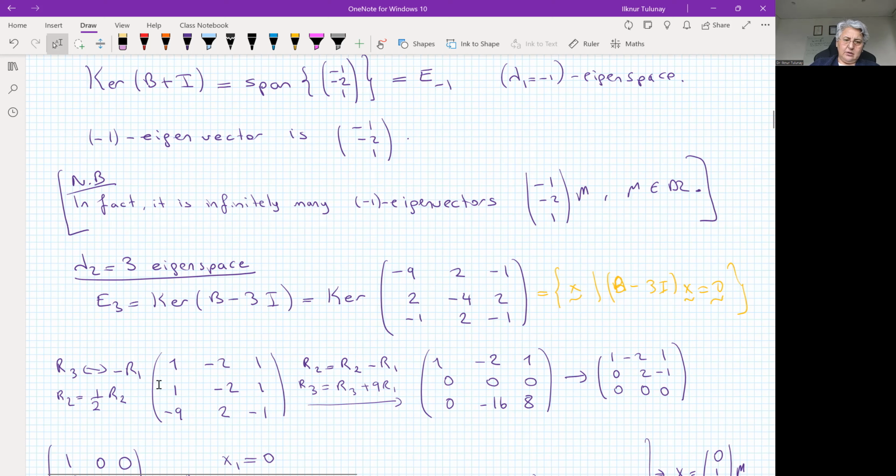And the last row, we will have 0, then 9 times minus 2 is minus 18, plus 2, which is minus 16. And then multiplying by minus 1 will give just 8. So we can swap this row and divide this one by 8 and multiply by minus 1.